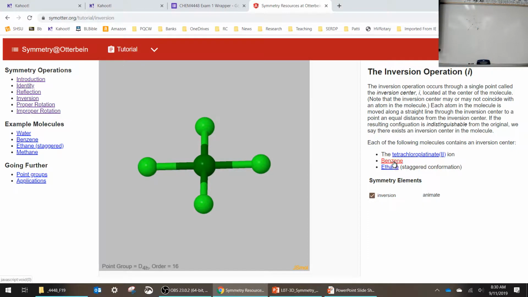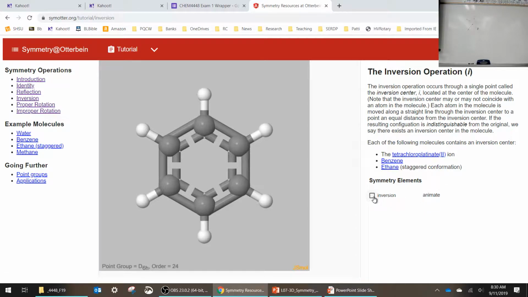Let's look at benzene. So here's the inversion of benzene. The inversion center is right in the middle, the center of mass, and everything goes through that center of inversion and goes the same distance to the other side. So if I stand on this hydrogen, I look through the point of symmetry, and I end up over here. Now, it's because of my crappy drawing that it looks like I should go over here, but it really should be over here. Okay? I just wasn't as careful as I needed to be.